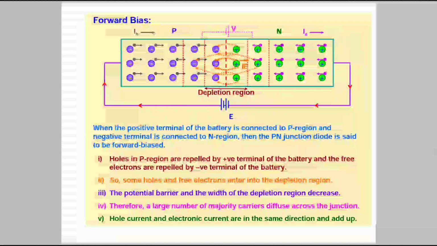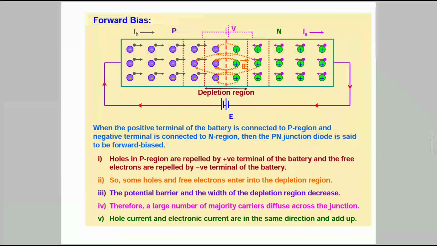The direction of the arrow indicates the conventional current. Understand? Based on the positive and negative terminals of the battery, that is, the way of connecting the battery to the diode, we can have two biases. First one is forward bias, second one is reverse bias.